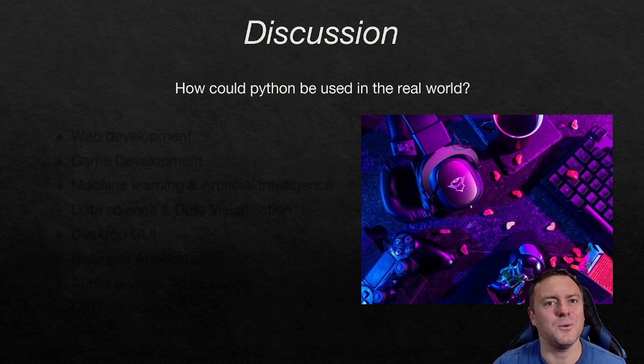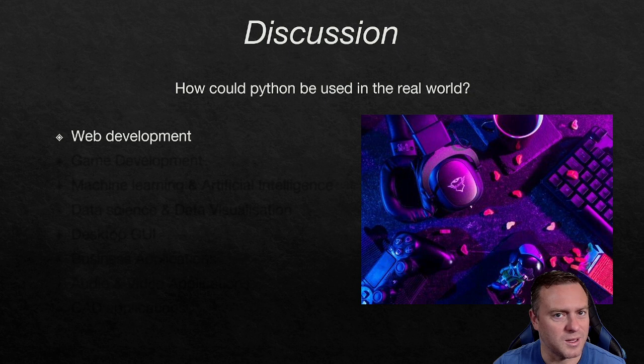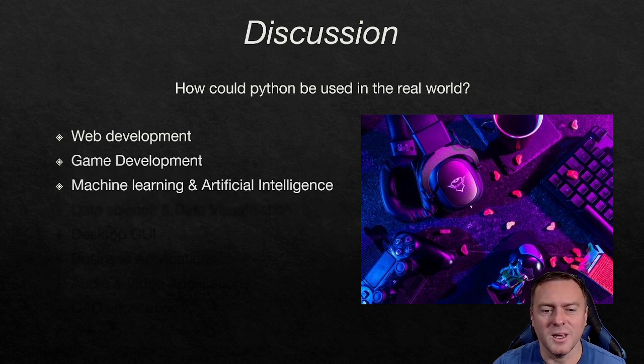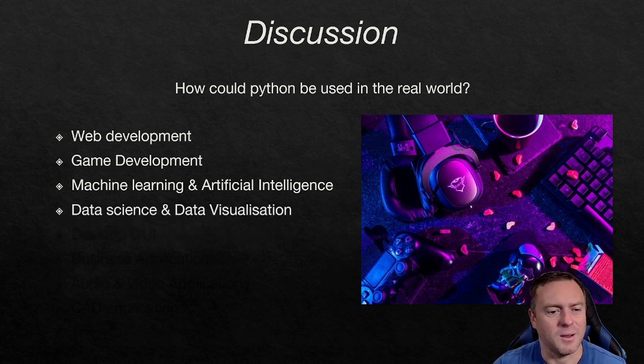Awesome. So there's a whole heap of different ways that Python can be used. So here's some that I've come up with. So there's web development. You can do game development. You can do machine learning and artificial intelligence, which is one of those huge areas that has taken off, with data science and data visualization as well. And then you can do all your desktop graphical user interface stuff as well, which is pretty cool.